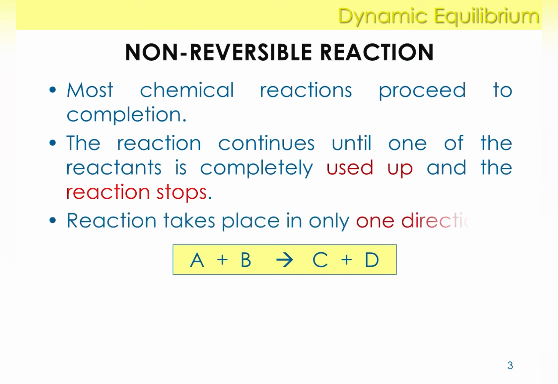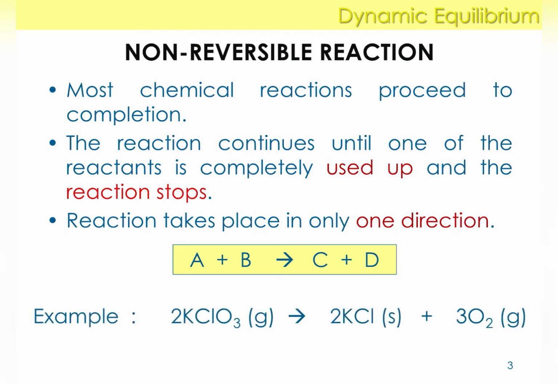And this reaction only takes place in one direction. For example, I have 2 KClO3 in gas phase to produce 2 KCl solid phase plus 3 O2 in gas phase. So this is how the reaction happens in one direction only.